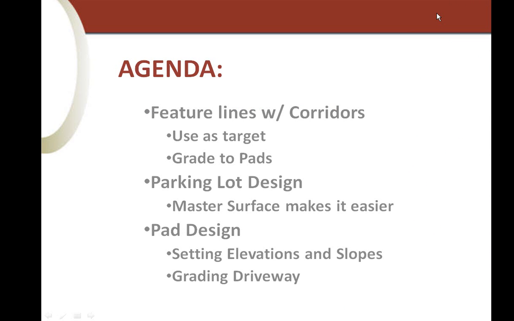Usual Wednesday mornings here, and we're going to give you another piece of information that hopefully you'll find very useful. We're going to be dealing with feature lines today, FeatureLines 101, because Civil 3D 09 in particular had some major changes in their feature lines and how they work. So we're going to show you some things like using a feature line with a corridor, parking lot design for surfaces, and pad designs.